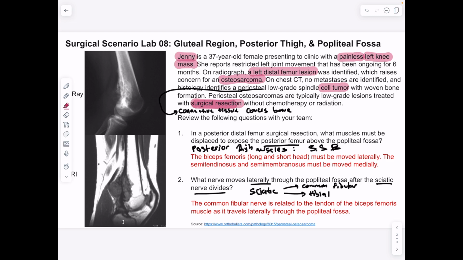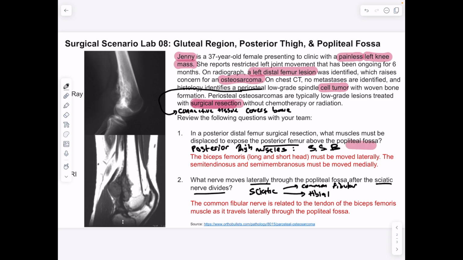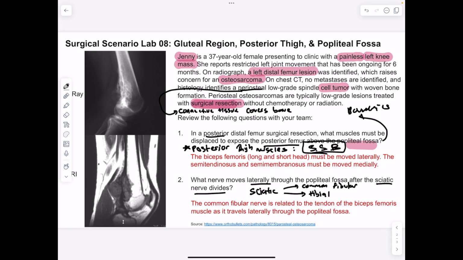Okay, so in a posterior distal femur surgical resection, what muscles must be displaced to expose the posterior femur above the popliteal fossa? So I believe that since we're talking about the popliteal fossa, first thing that should come to mind are, what are our boundaries? And then we also are dealing with posterior thigh region, so posterior thigh muscles. So, we have SSB, semimembranosus, semitendinosus, and then the biceps femoris. And so if we want to expose the popliteal fossa, we need to move the biceps femoris laterally, and then the semimembranosus and semitendinosus must be moved medially.